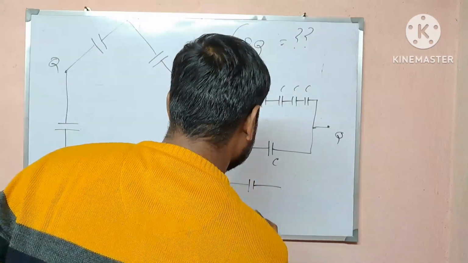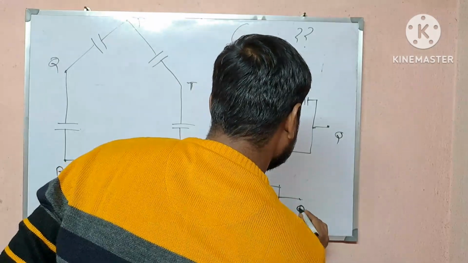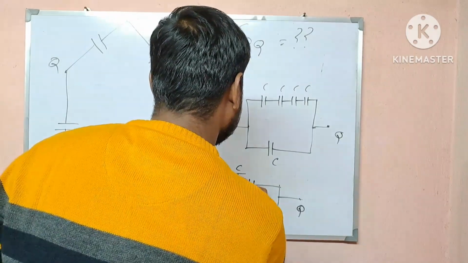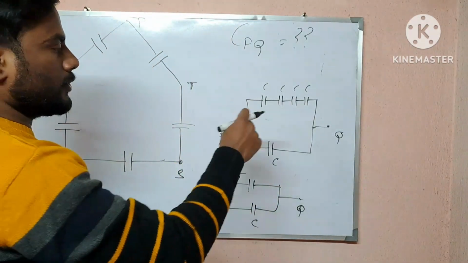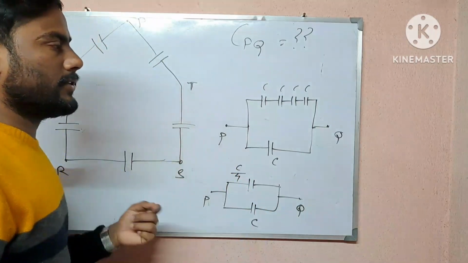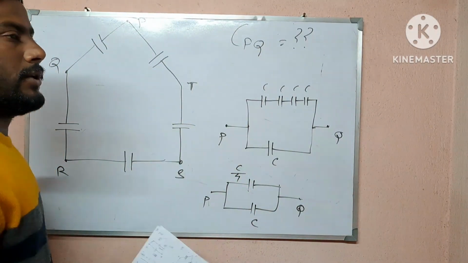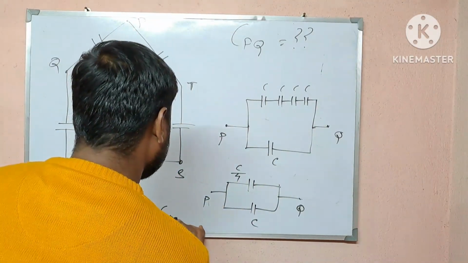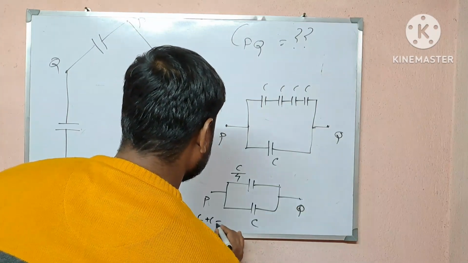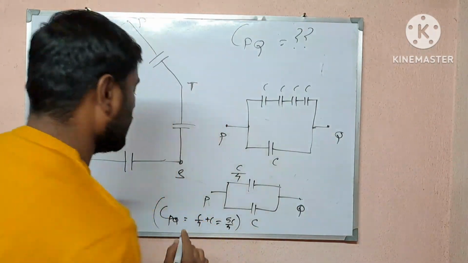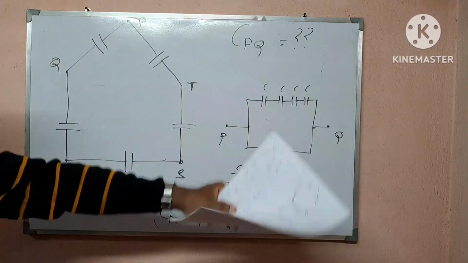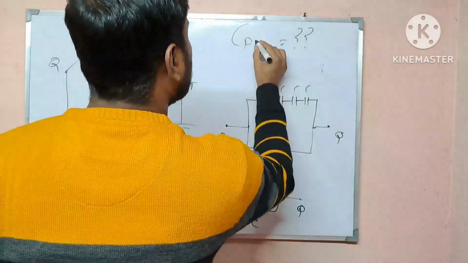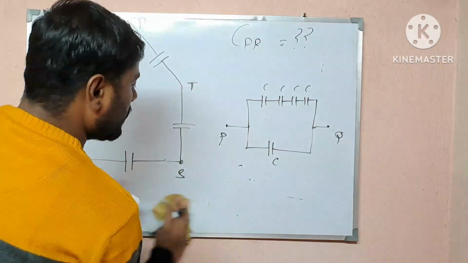The value will be C by 4, because 1 by C plus 1 by C plus 1 by C plus 1 by C is 4 by C, and when you take the reciprocal, that will be C by 4. So CPQ will be C by 4 plus C. That means 5C by 4. So that is the answer, 5C by 4. Now in the same question, they ask you to find the equivalent capacitance between the points P and R. I think now all of you will be able to solve that one.